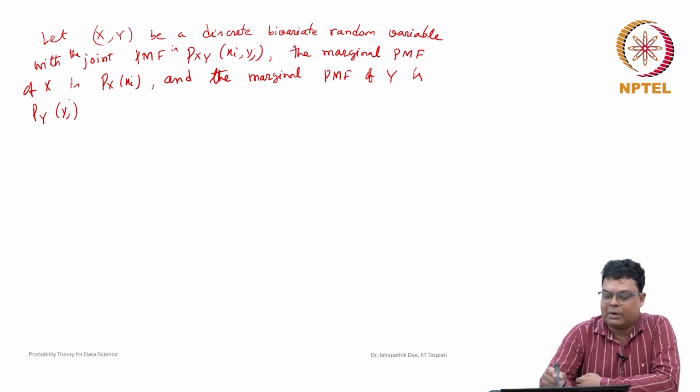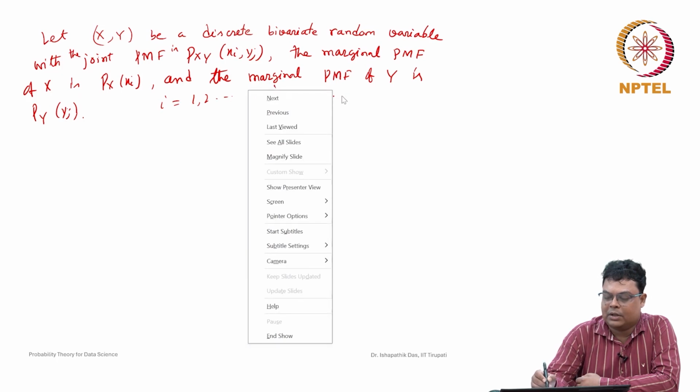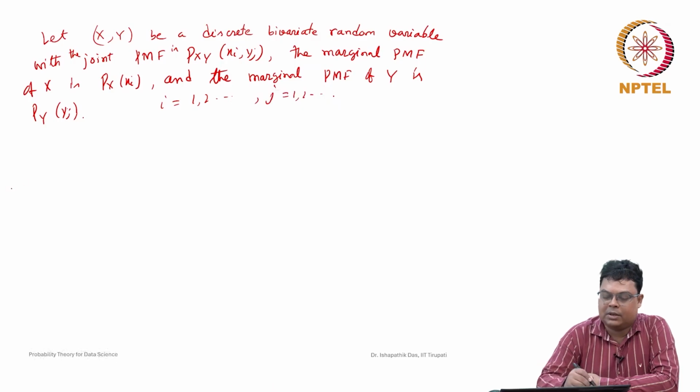So let (X, Y) be a discrete bivariate random variable with joint probability mass function p_XY(xi, yj), the marginal probability mass function of X is p_X(xi) and the marginal probability mass function of Y is p_Y(yj), with i maybe equal to 1 to n if it is a finite range, and j is 1 to m if it is finite, otherwise it may be countably infinite.